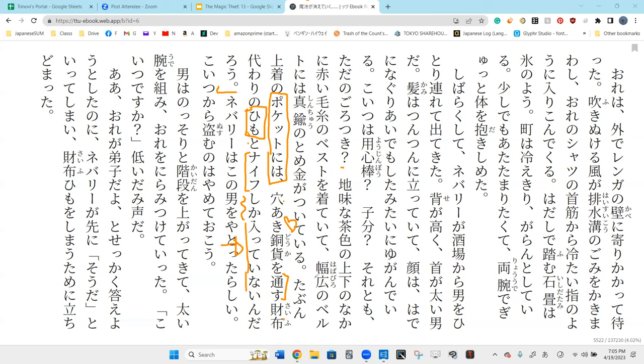So here, himo referring to a string, and kawari is substituted for. So the string in substitution of a saifu, of a purse. So instead of having a purse, there is this string that acts as a purse, and this string is described as being tosu, meaning it goes through the coin that is described as being ana aki, the coins with holes in them. So all of this, along with the other object, the knife, shika, meaning these are the only things that are in the pocket and nothing else.